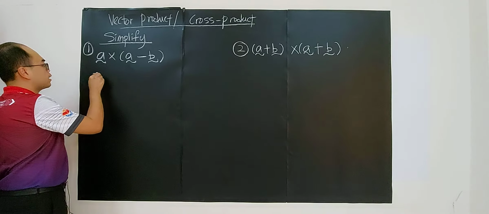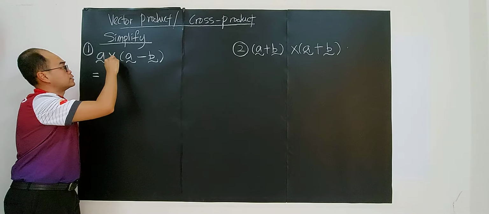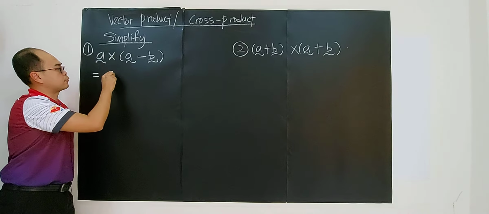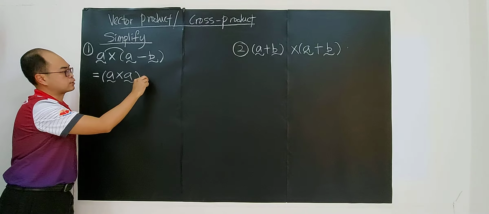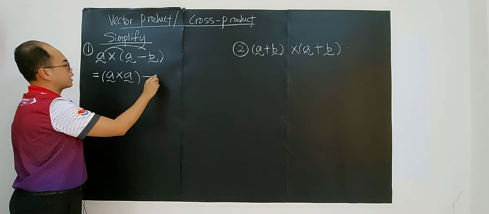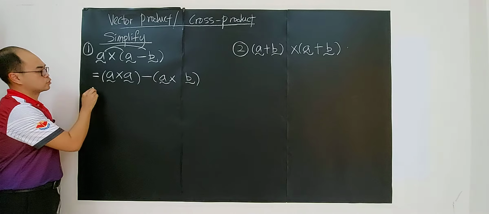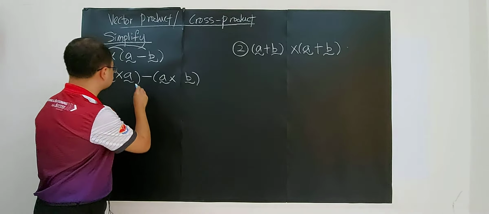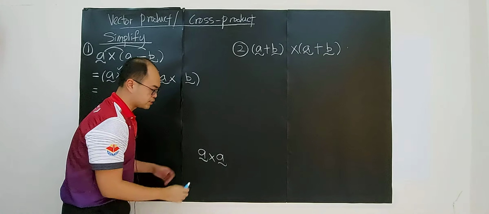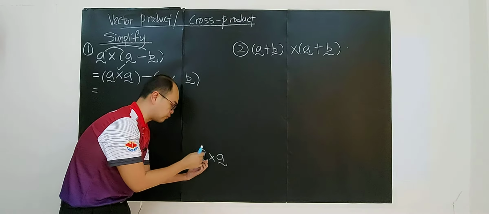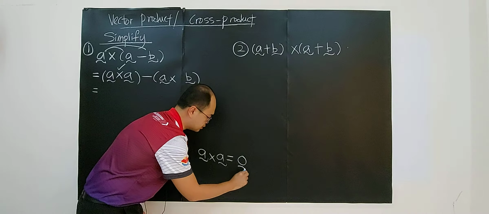We have A cross with A minus B. As you know, this is distributive. Cross product distributive means that we can distribute A cross A, multiply just like doing normal expansion, negative with A cross with B, right? A cross with B. So as you know, this is the property here. As long as you have two parallel vectors, or listen, this is very important, two identical vectors, when you cross, you are getting a zero vector here.